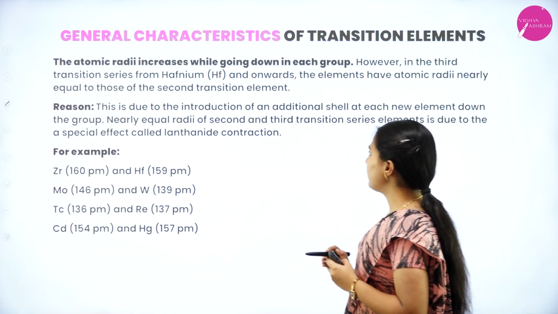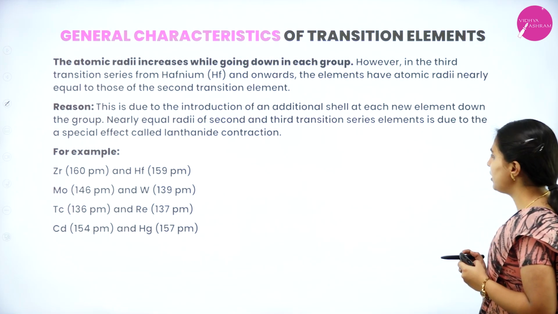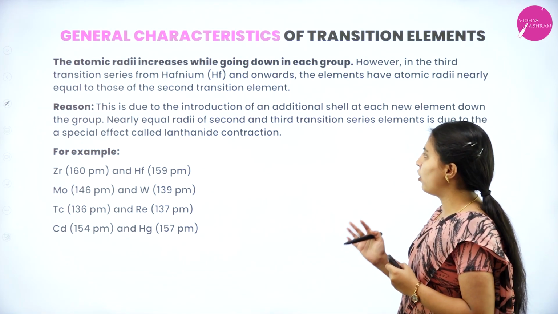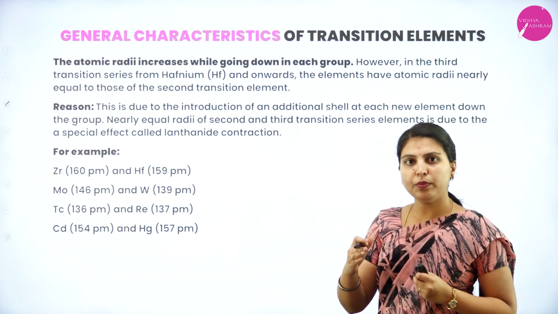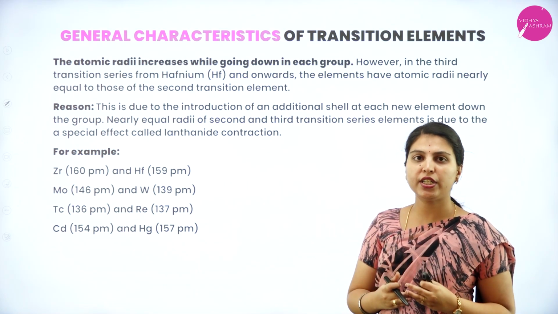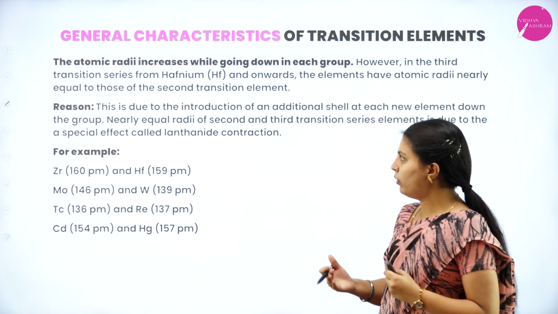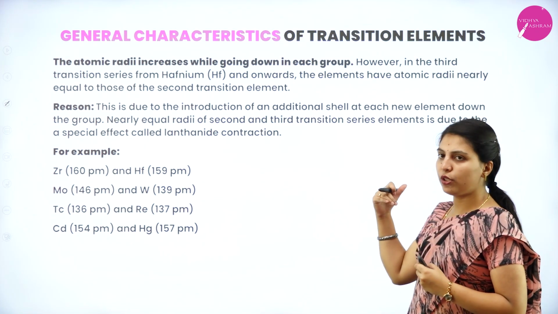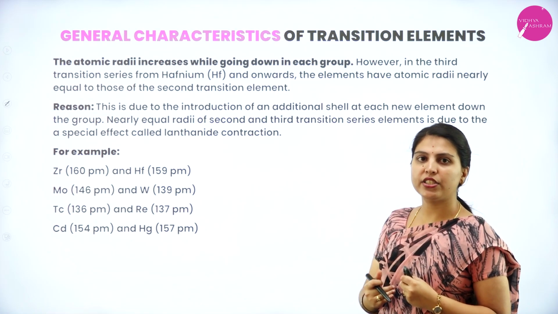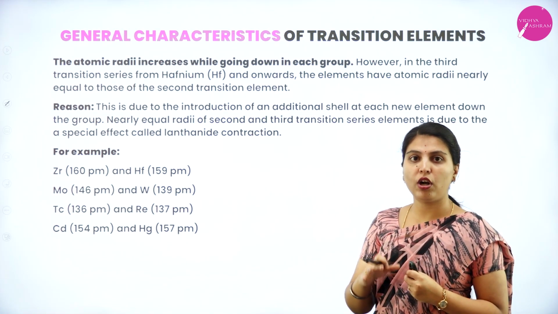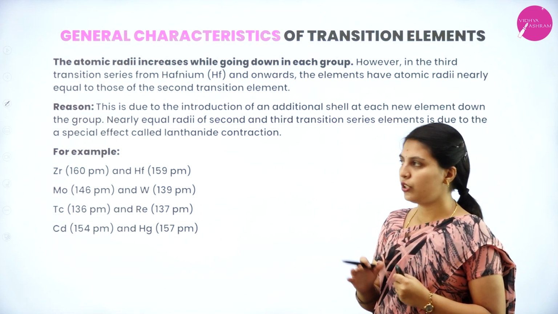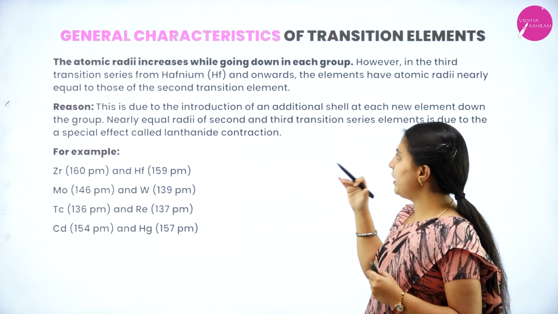Nearly equal radii of second and third transition series elements is due to a special effect called lanthanide contraction. Here we know that after one row, a new additional shell will be added. So the radii of the second and third transition series are nearly equal, and there is a special effect called lanthanide contraction. Due to that, atomic radii will be nearly the same.